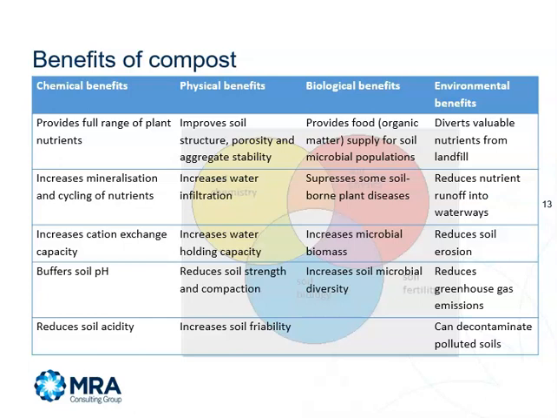How can compost help your land? Compost can provide a whole range of chemical, physical, biological, and environmental benefits. Again, it impacts on all aspects of soil health, principally through increasing microbial activity by providing organic matter for microbes to eat. It increases mineralization, it improves soil structure, porosity, and aggregate stability, and increases water holding capacity. Environmentally, it diverts valuable nutrients from being disposed of in landfill, reduces nutrient runoff into waterways, reduces soil erosion, reduces GHG emissions, and can decontaminate polluted soils.